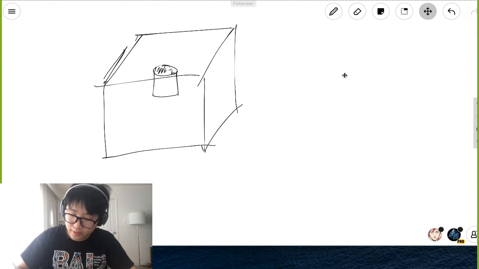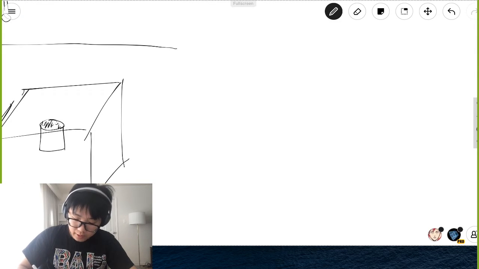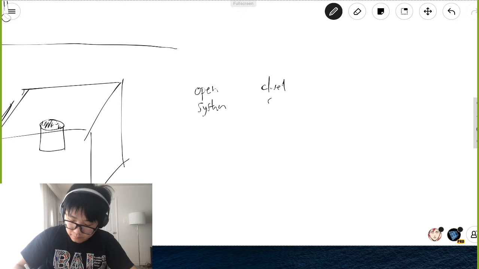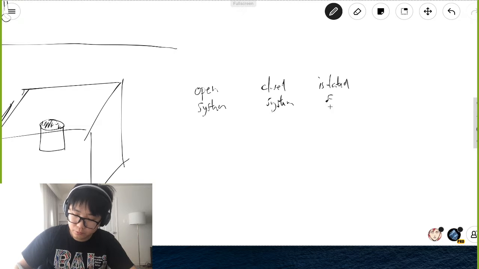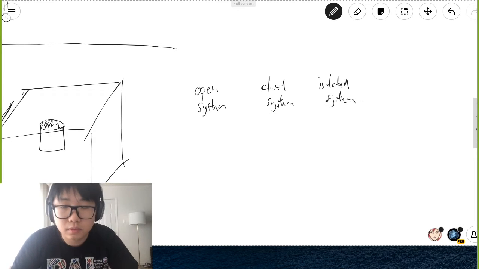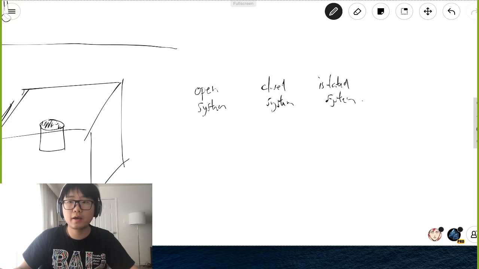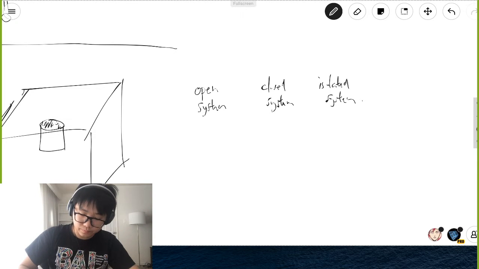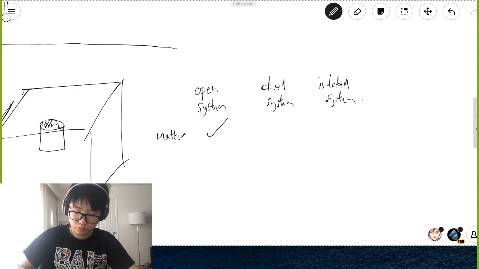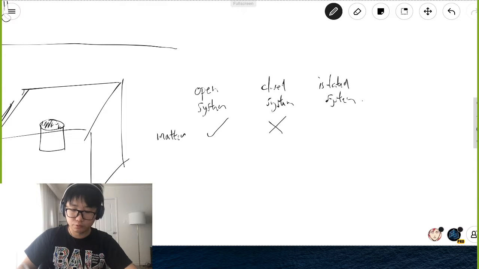We have three different kinds of systems. We have what's called an open system, a closed system, and then an isolated system. Have you heard of the difference between the three? Yeah. So an open system is something that matter can flow through. In a closed system, matter cannot go through. In an isolated system, matter cannot get through either.